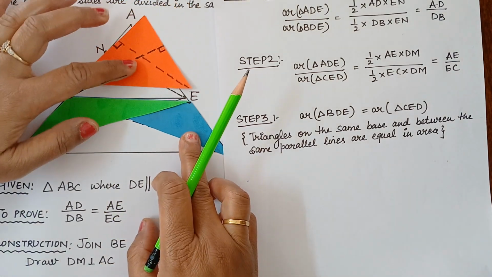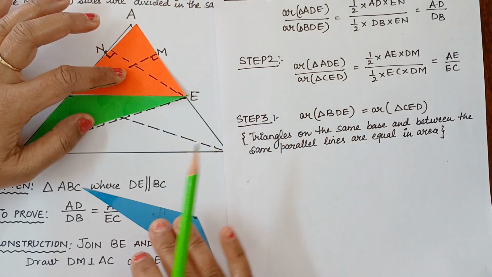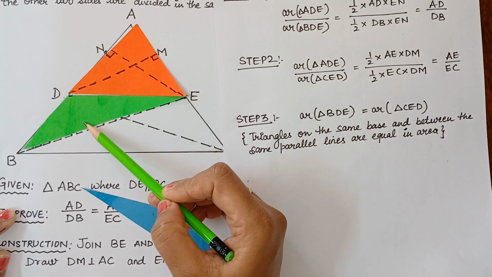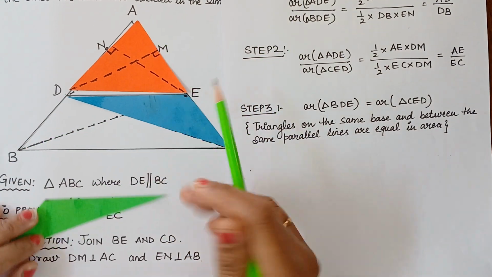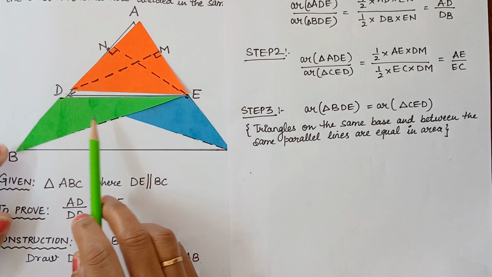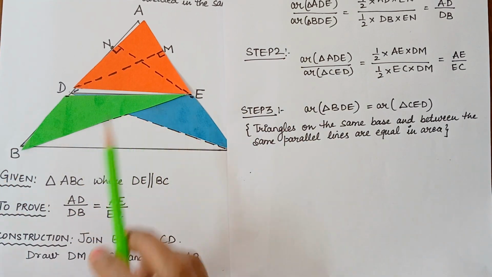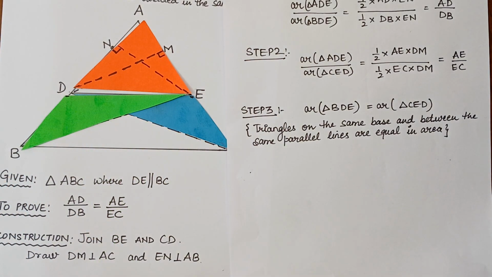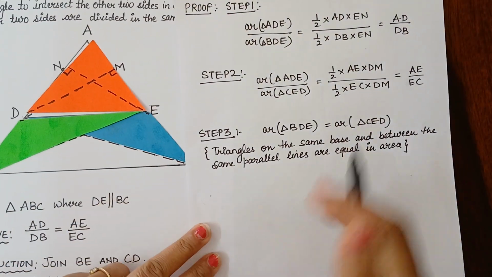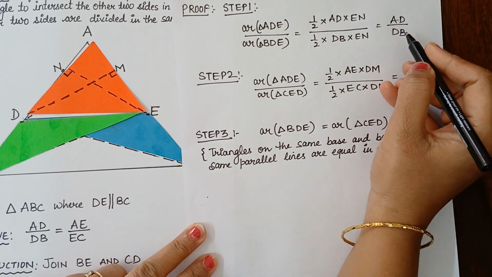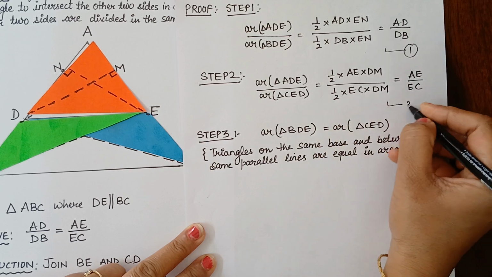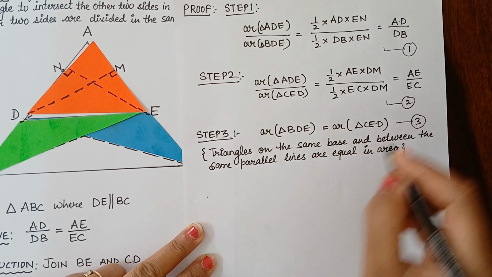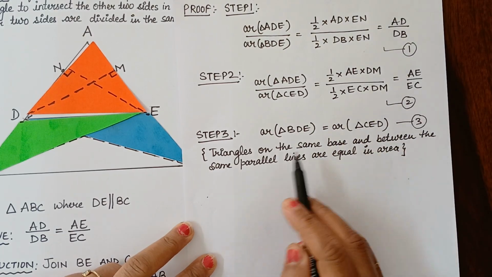So 3 things we have done in this. We have found the ratio of area of triangle this by this, then area of triangle this by this, and in the third step we have equated these both areas. So you can see that in the first step we got AD by DB, in the second step we got AE by EC, and in the third step we have got that their areas are equal.